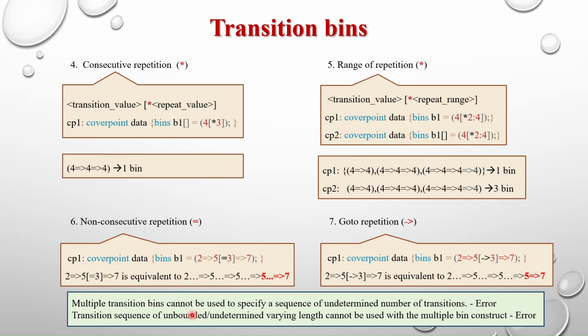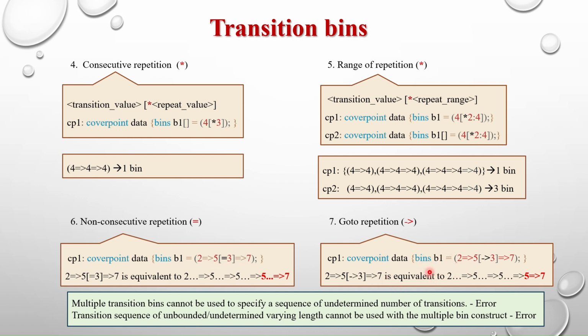Multiple transition bins cannot be used to specify a sequence of an undetermined number of transitions. So here I am using scalar bins, like B1, and I cannot use vector bins. A transition sequence of unbounded or varying length cannot be used with the multiple bin construct. Multiple bins means vector bins. So I cannot use vector bins for the non-consecutive repetition or goto repetition transition bins. Only scalar bins are possible here.